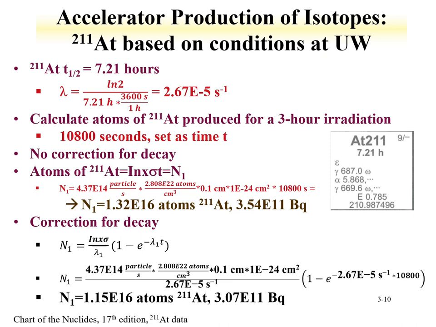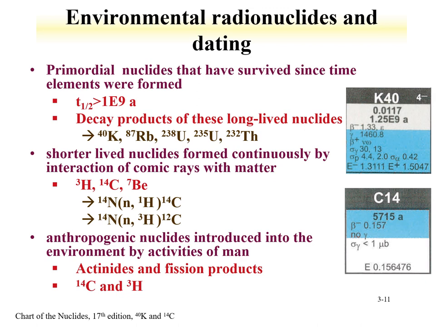We now have an opportunity to take these equations to calculate growth and decay and use them to explore how we can determine the age of materials based upon naturally occurring radionuclides. So there are two sets of naturally occurring radionuclides, let's say primordial radionuclides, that have survived since they were first deposited on Earth. They tend to have a half-life of greater than a billion years. They also have decay products that are formed from these long-lived radionuclides.